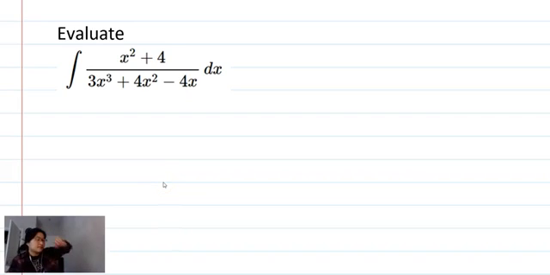So what about this? Well, the denominator looks worse, and our numerator suddenly has an x squared term. So, yeah, let's see how we can fix this. So let's try factoring the denominator.